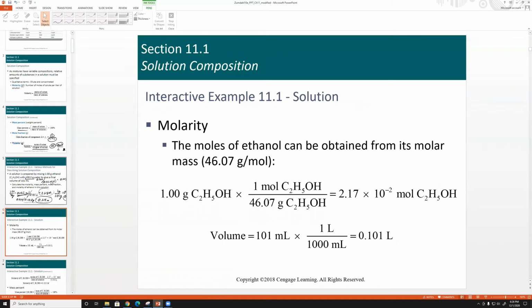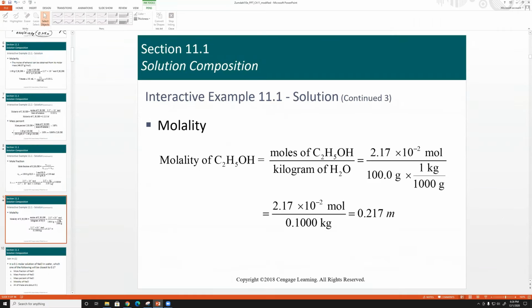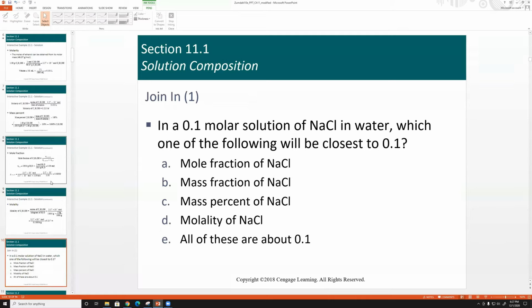So let's focus. All right, so we got the molarity, we did that. Mole fraction, molality. Okay, next one. So this one I kind of gave you the answer a little bit already. In a 0.1 molar solution of NaCl in water, which of the following will be closest to 0.1? The mole fraction, the mass fraction, the mass percent, the molality, or all of them? What do you guys think?